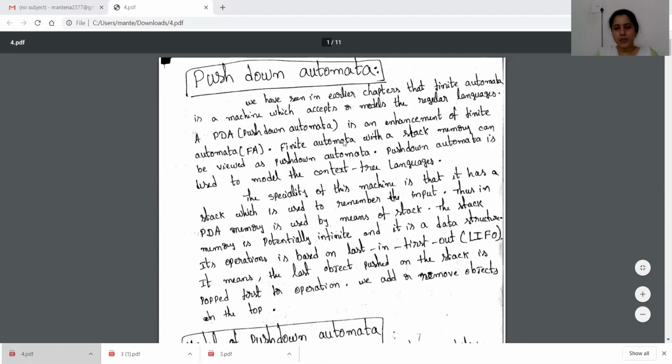Today the topic is pushdown automata. Pushdown automata is the automata which we use for context-free languages. Finite automata is used for regular languages, and pushdown automata is the model which we use for context-free languages.